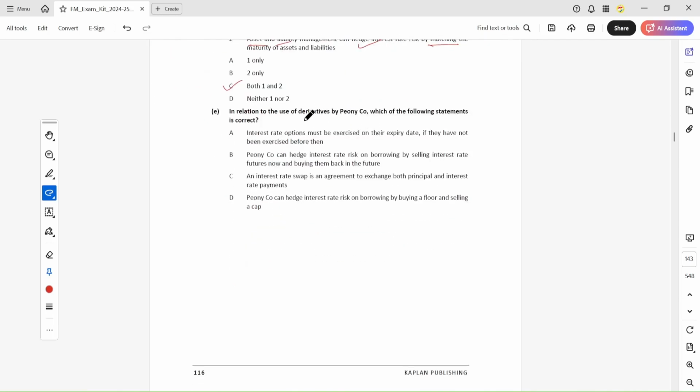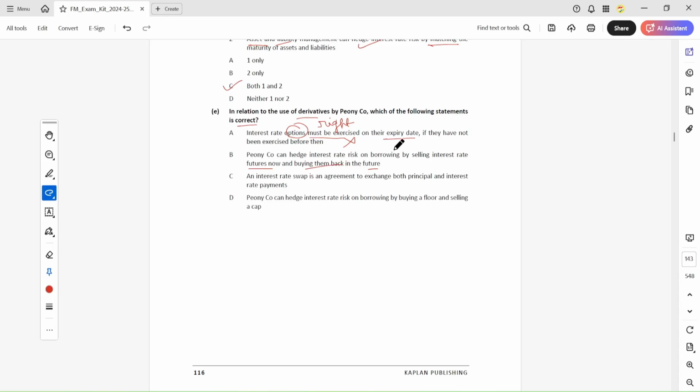In relation to the use of derivatives by Peony Company, which of the following statements is correct? Interest rate options must be exercised on their expiry date if they haven't been exercised before that. Must be exercised? No, it's a right, not an obligation. So it is not correct. Any company can hedge interest rate risk on borrowing by selling interest rate futures and buying them back in the future.